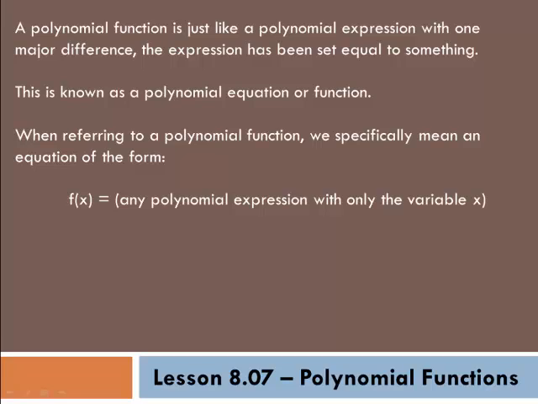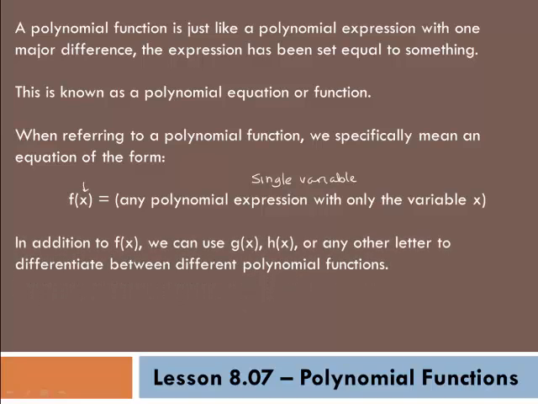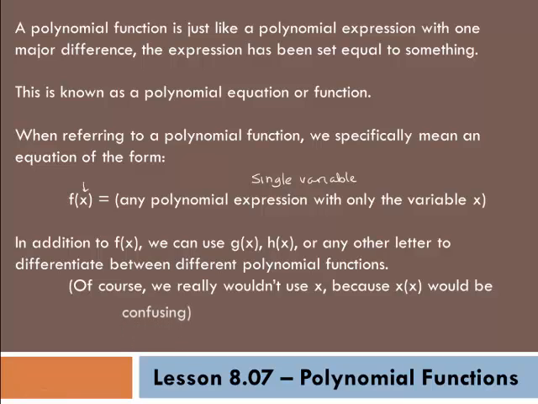So you can't have any other, it's just a single variable. It doesn't have to be x, but just any single variable. And that variable will match this variable. In addition to f of x, we can also use g of x, h of x, or any other letter to differentiate between different polynomial functions. Of course, we wouldn't really use x because x of x would be confusing.